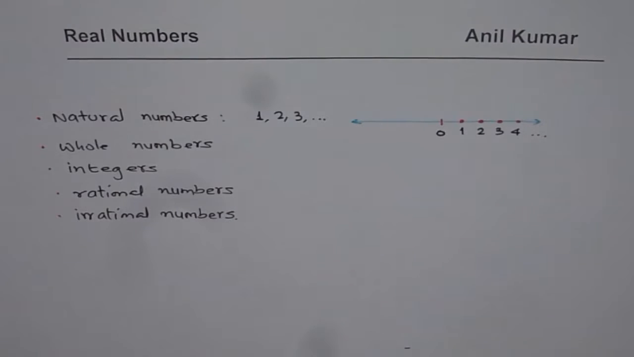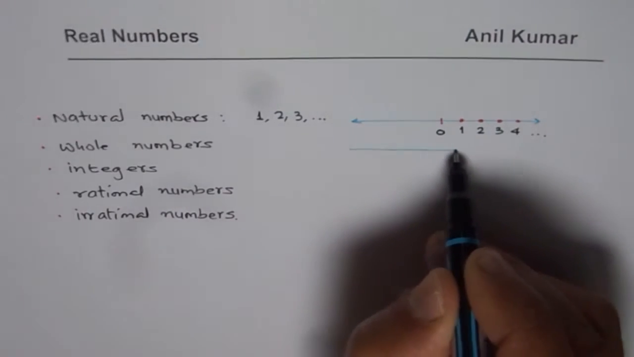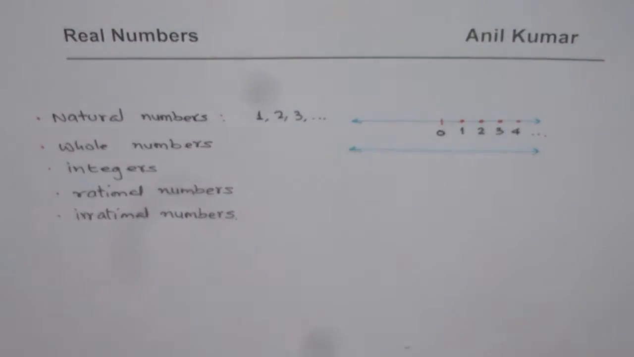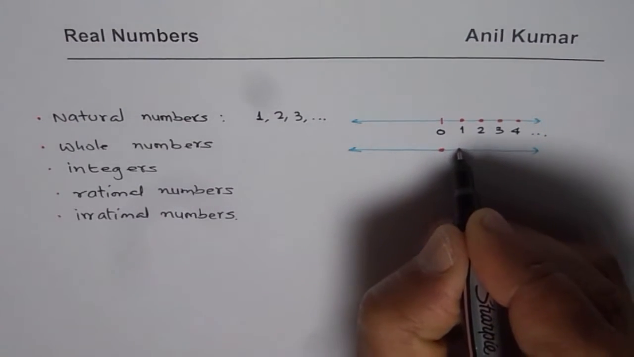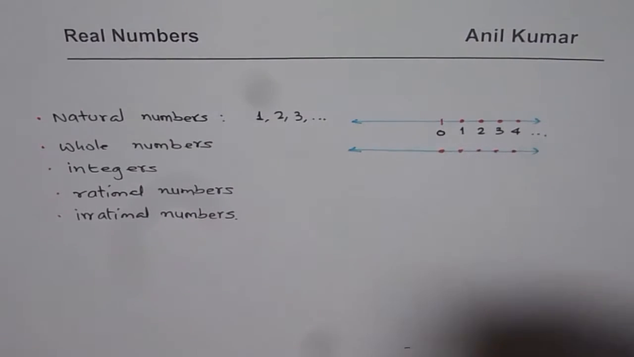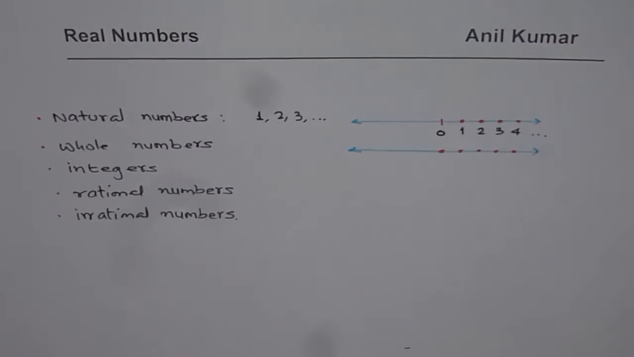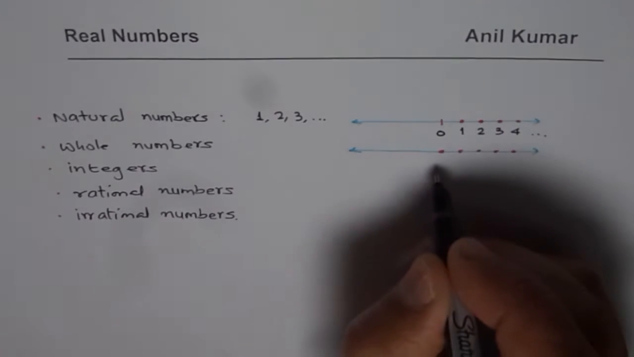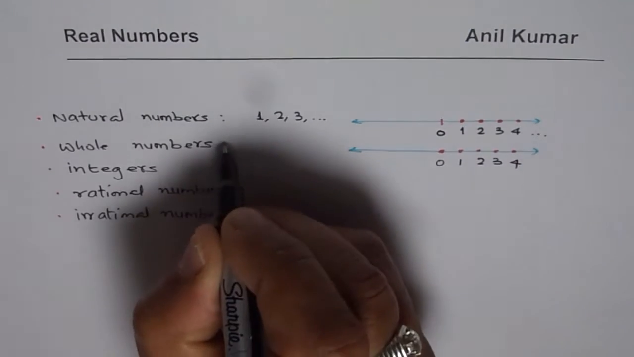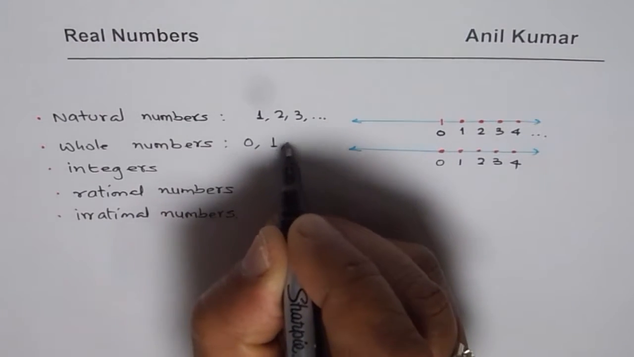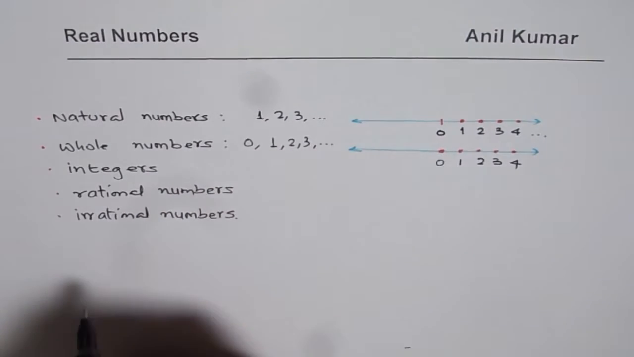Whole numbers. As far as whole numbers are concerned, whole numbers include 0 also. So whole numbers are a set of numbers which include 0 also. So I'll mark here 0, 1, 2, 3, and so on. So they are non-negative numbers, correct? So we have 0 also in the set of whole numbers. So we say whole numbers are the numbers like 0, 1, 2, 3, and so on.